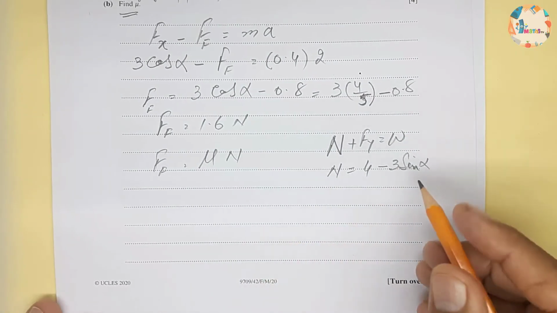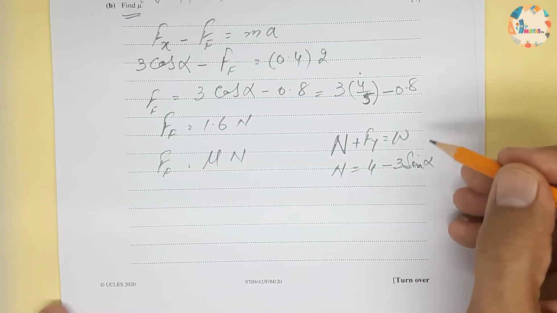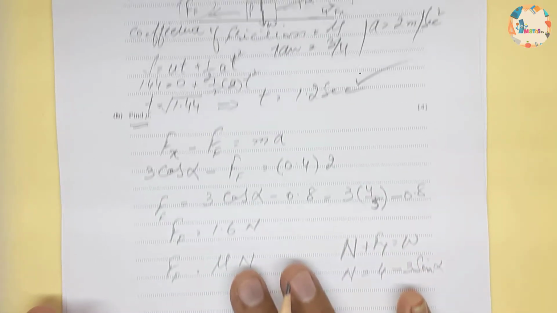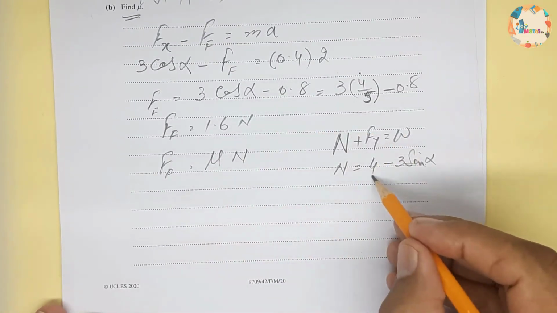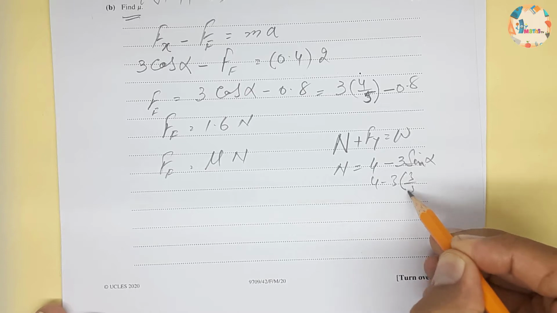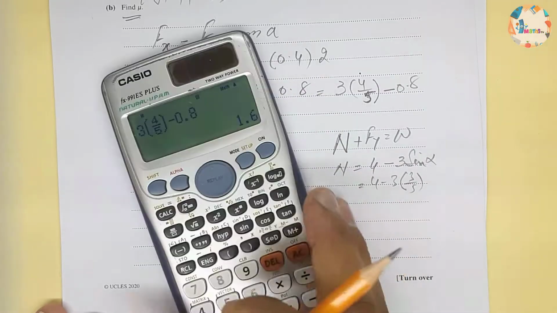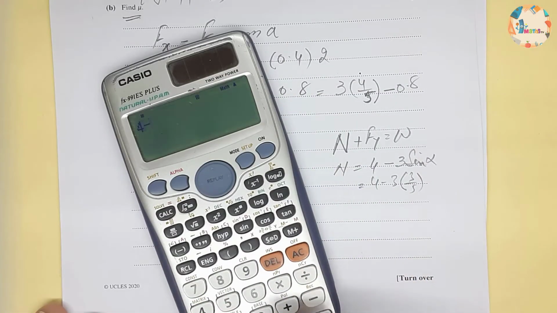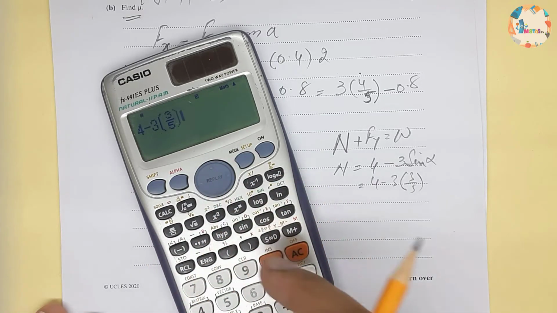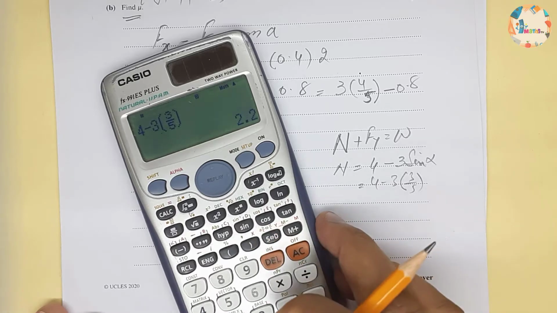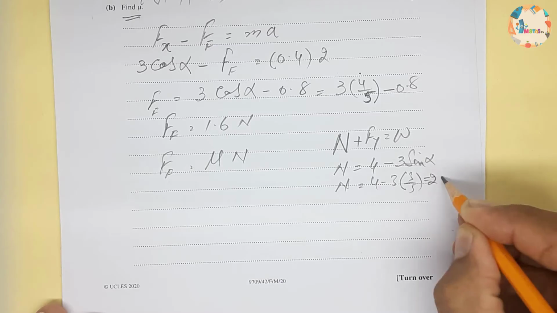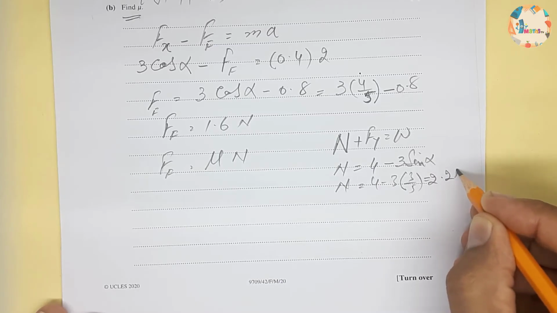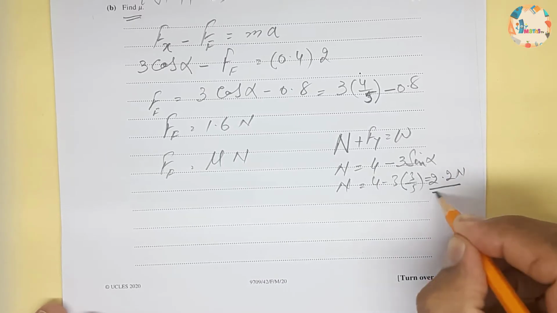Now we can calculate this alpha. We have calculated sine alpha, we can check from here. This will be 3 over 5. So we can replace here 4 minus 3 into 3 divided by 5, and this will result in 2.2. So N value is equal to 2.2 newtons. This will be the upward force.